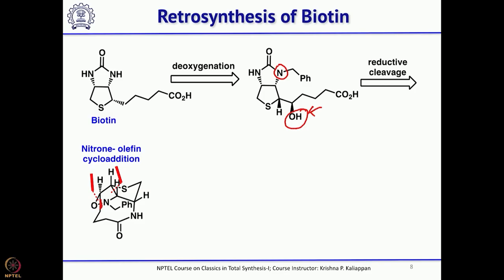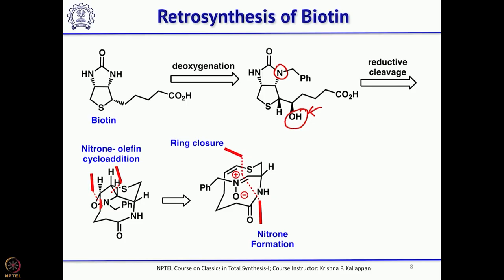This isoxazolidine can be obtained from this nitrone and the double bond. Now this O minus will attack here and the double bond will attack, so it will form a 5-membered ring. And this nitrone, I leave it for some time so that you can visualize. We can discuss more when we talk about the total synthesis.